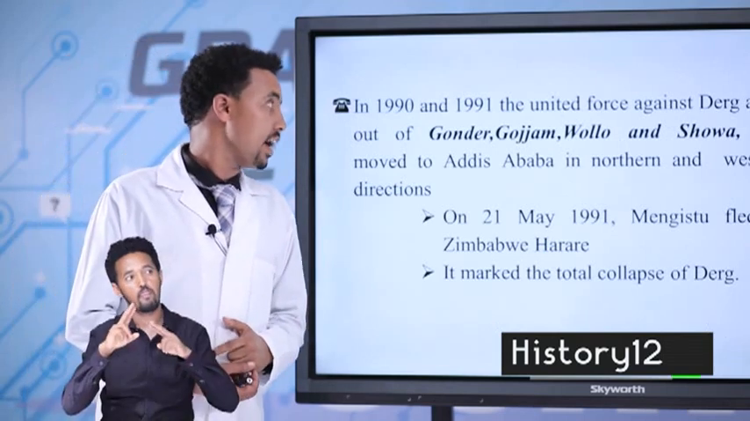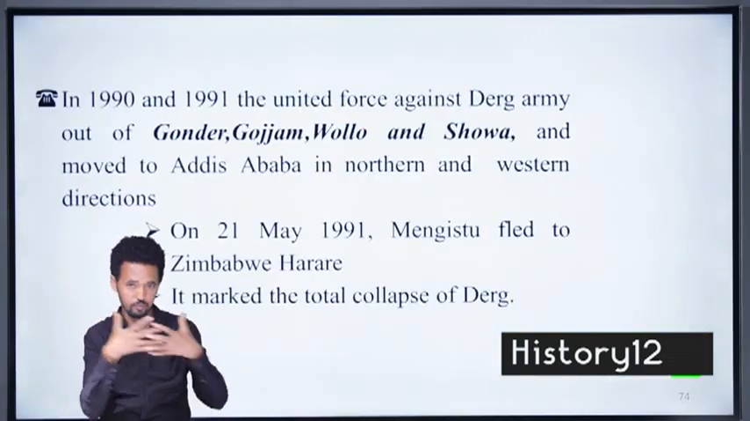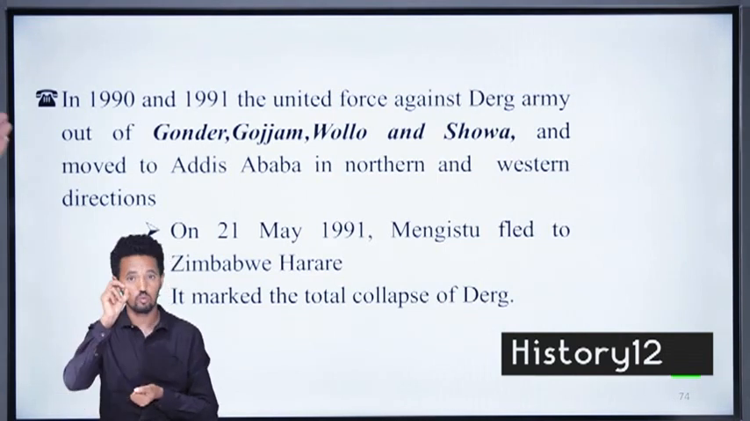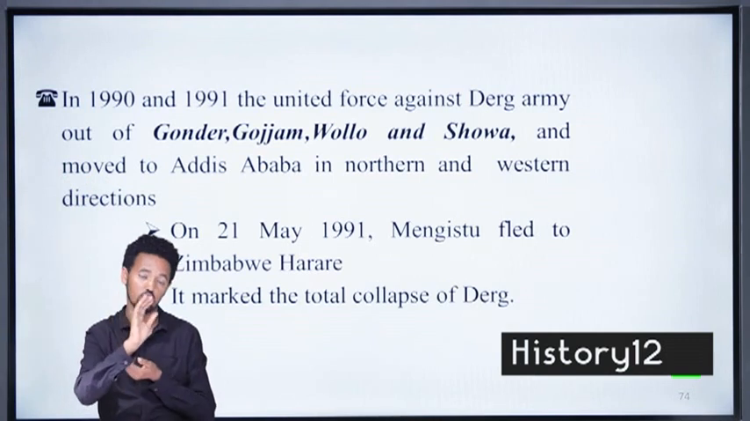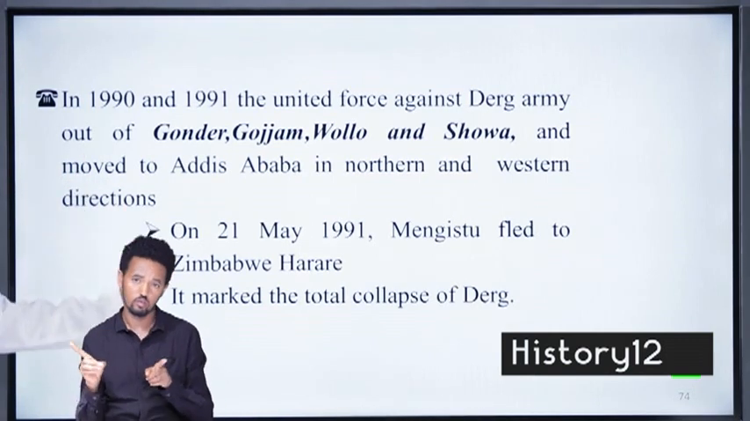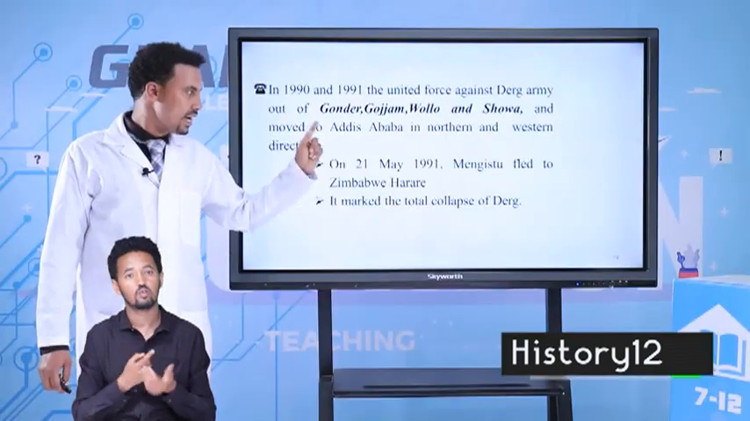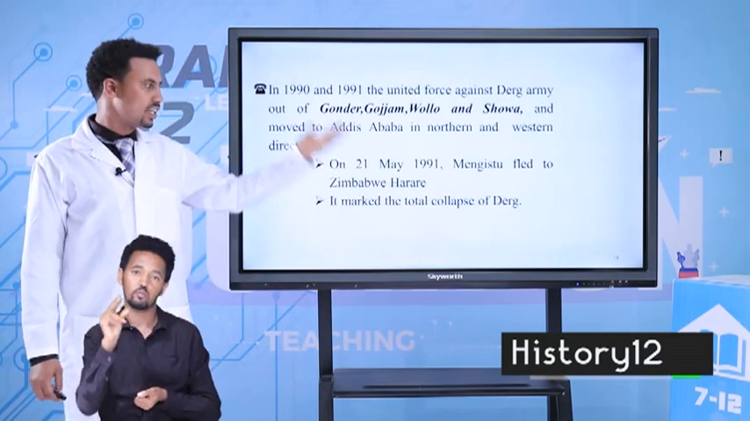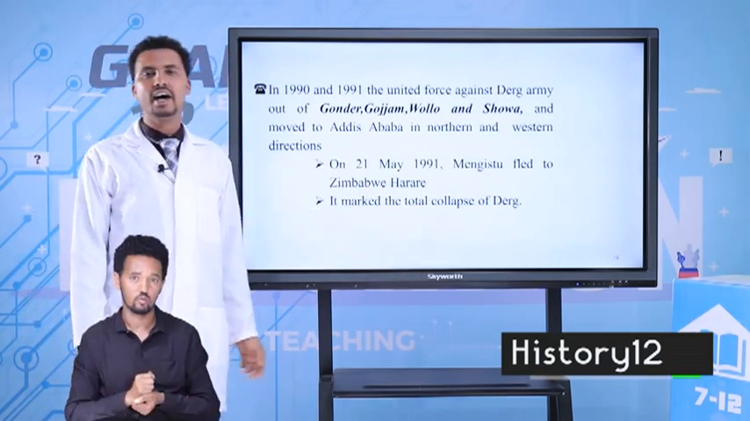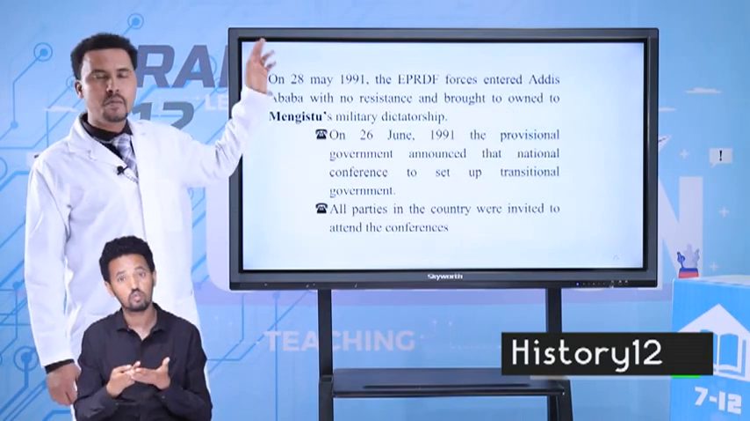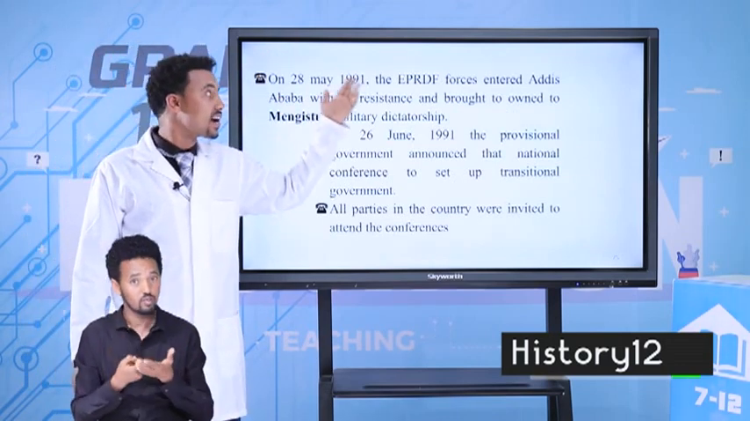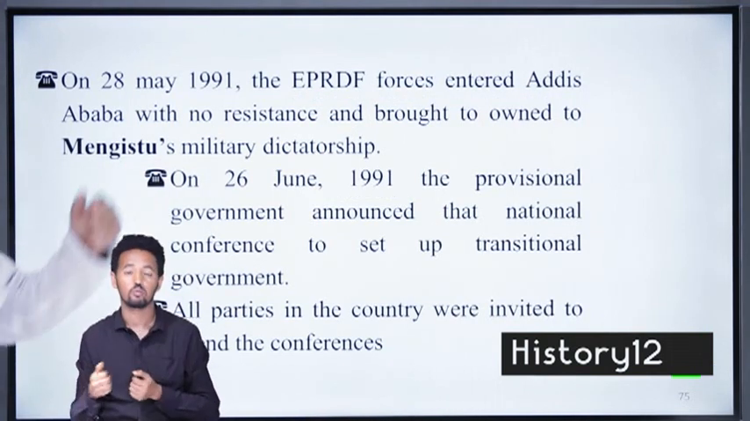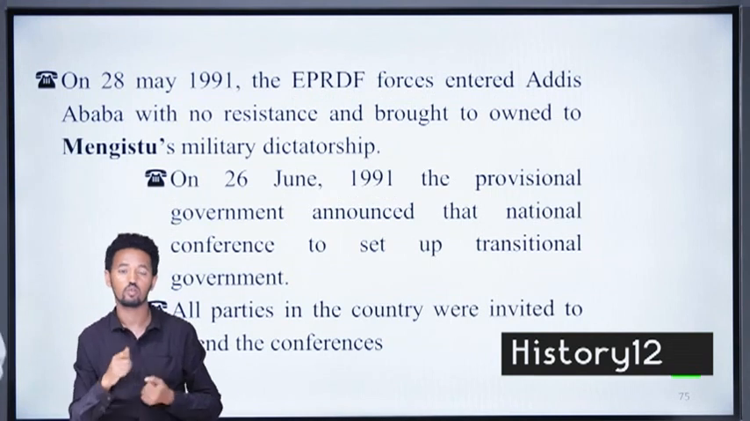In 1990 and 1991, the united force moved against Dirk in Gojam, Gondar, Wollo, and Shoa, and moved to Addis Ababa from the northern and western direction. On May 21, 1991, Mengistu fled to Harare, Zimbabwe. It marked the total collapse of Dirk. Then, on May 28, 1991, EPRDF force entered Addis Ababa with no resistance and brought down Mengistu's military dictatorship.